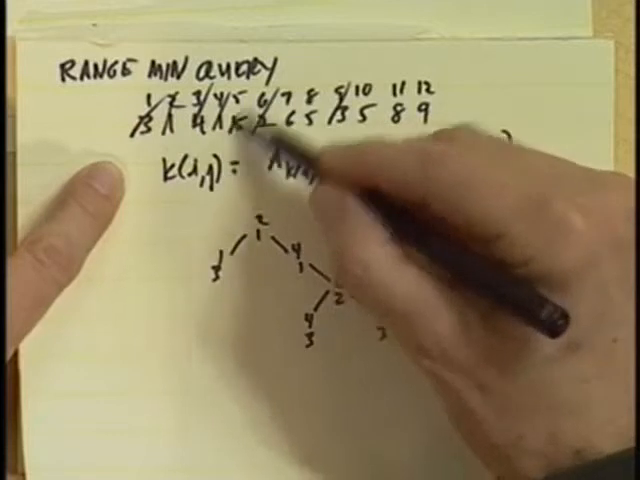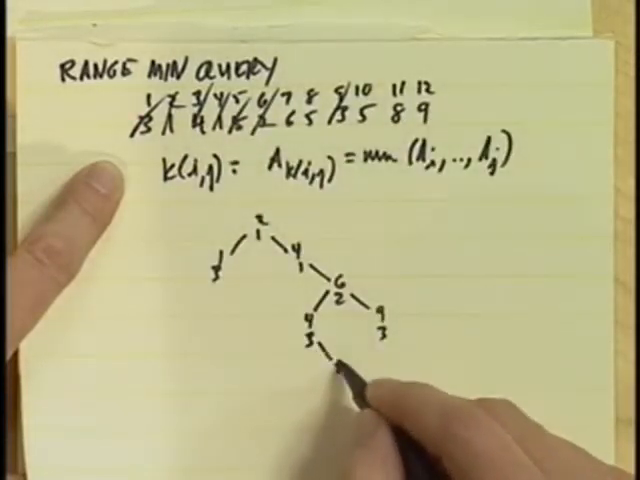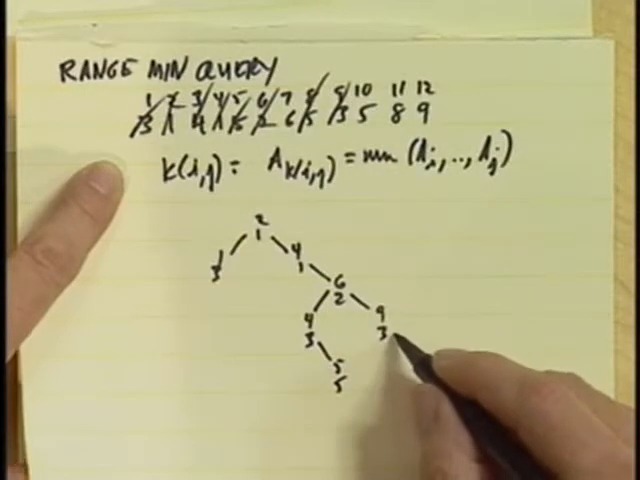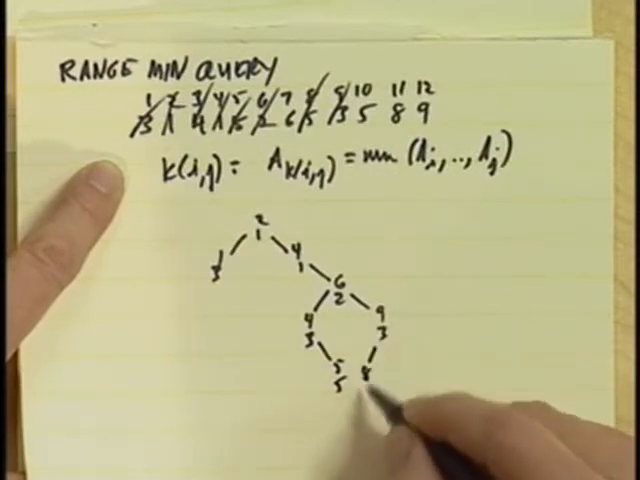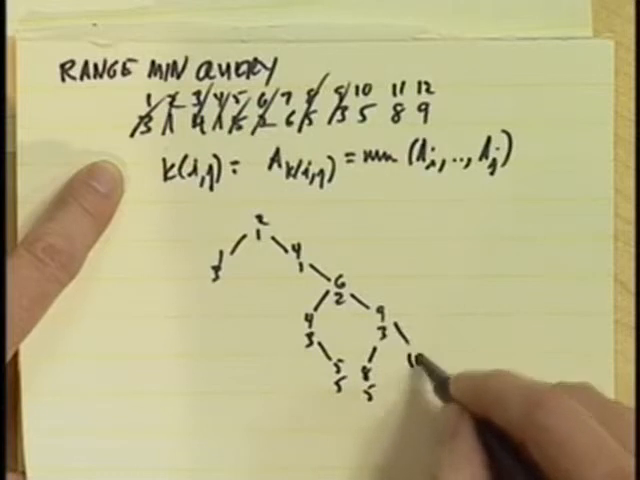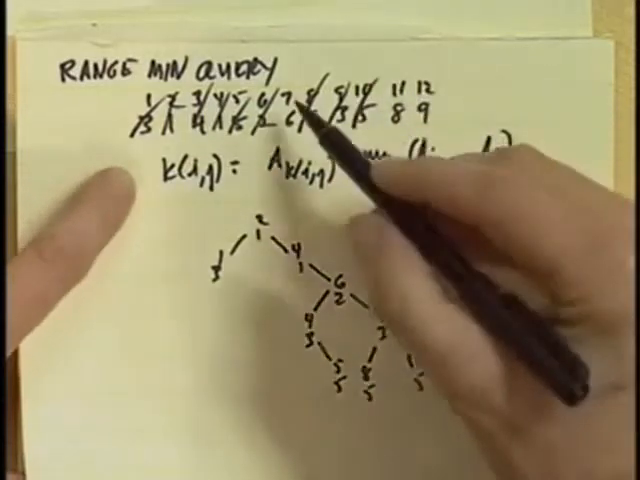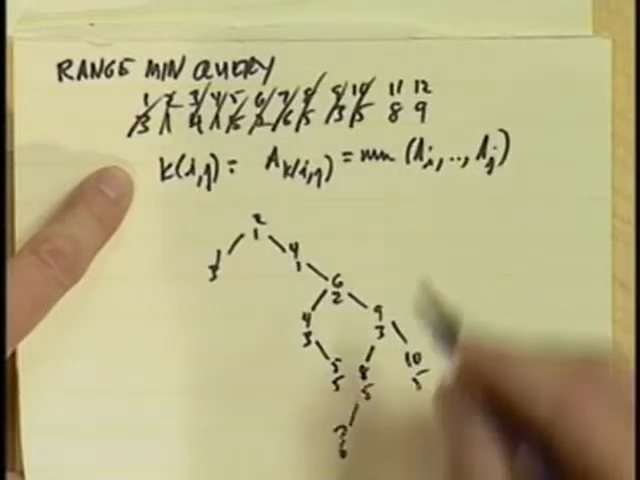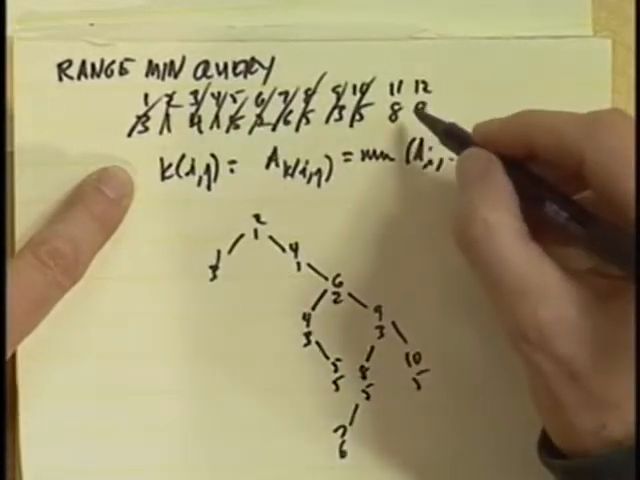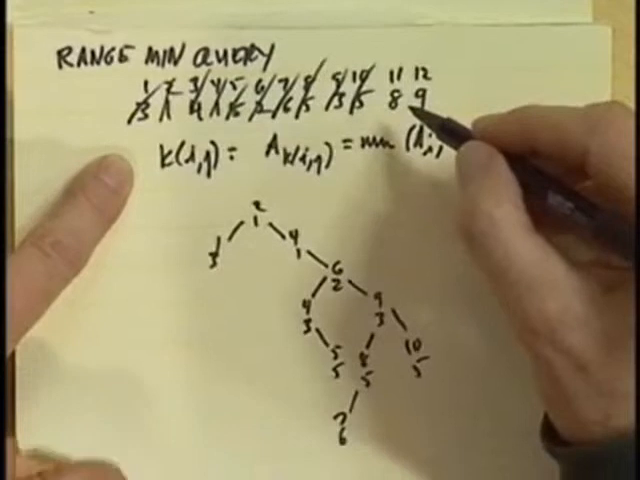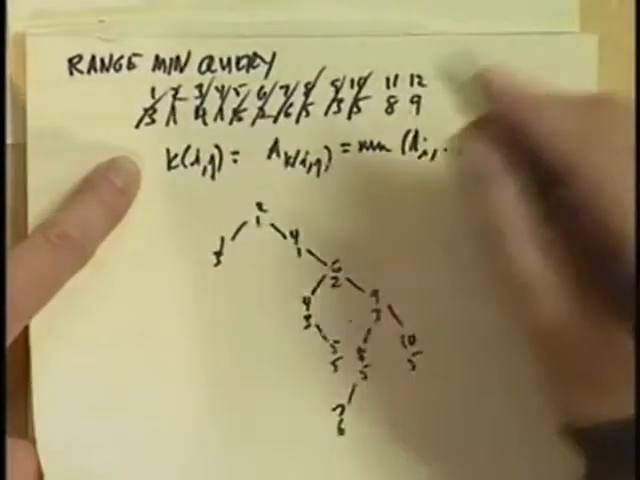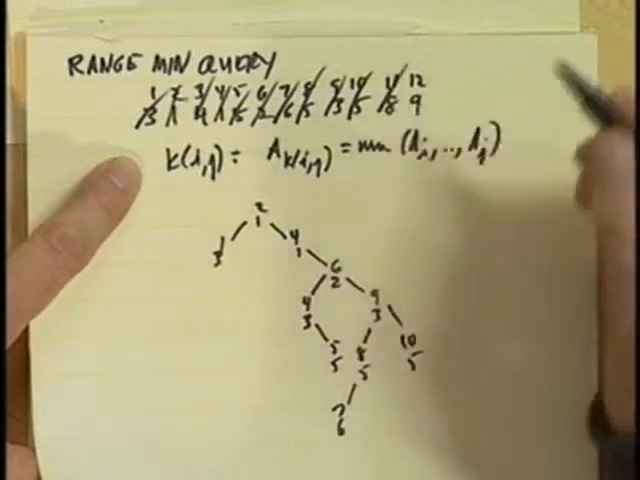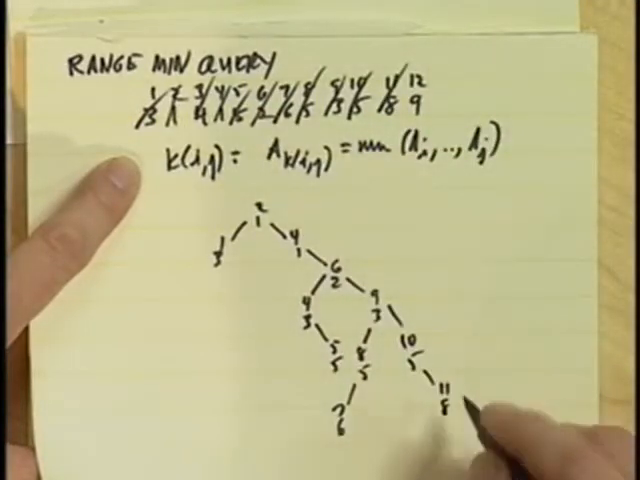5 5 will come in here. 5 8 will come in here. 5 10 will come in here. 6 7, so the 7 is coming in this way. 8, 3 1 4 1 5. I forgot the 9. Oh well, it's still random. So 8 11 is going to wind up here, and 12 9.